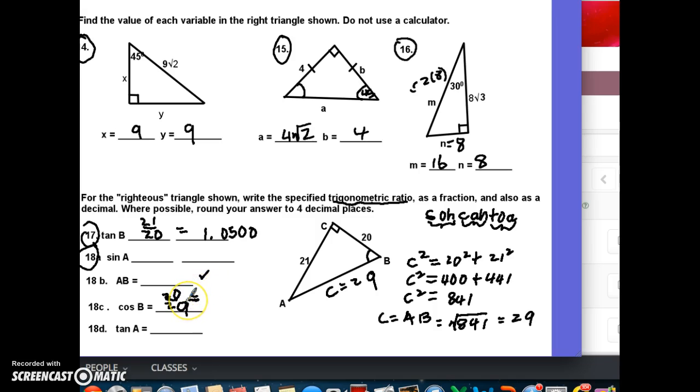And when we do 20 divided by 29, I'm doing it right now. You should do it as well in your calculator. Divided by 29, I got 0.6897. 0.6897. So that would be the extent of angle B.